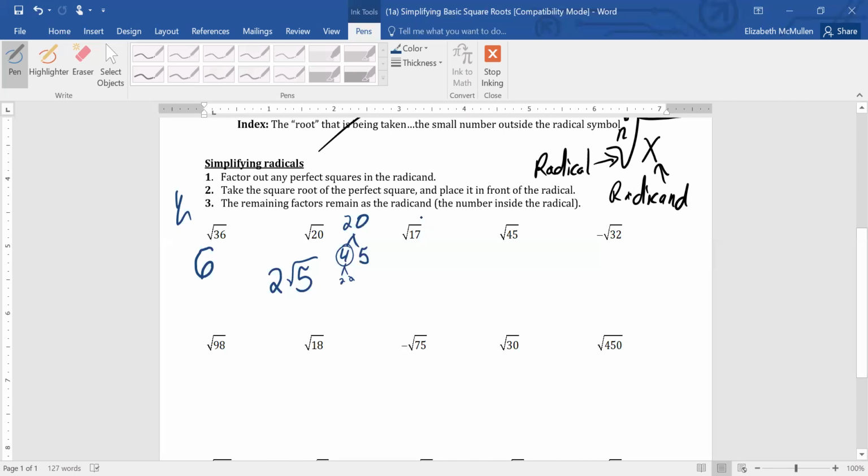All right, the square root of 17. How do you make 17 when you multiply?